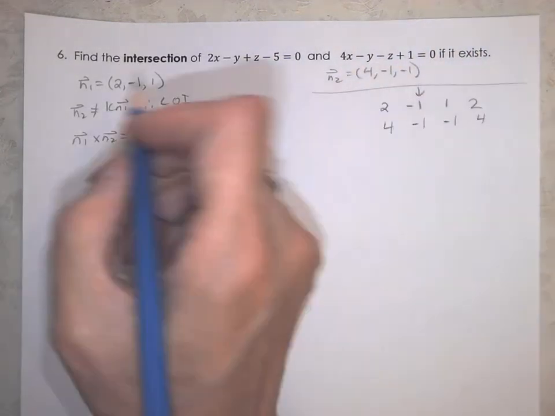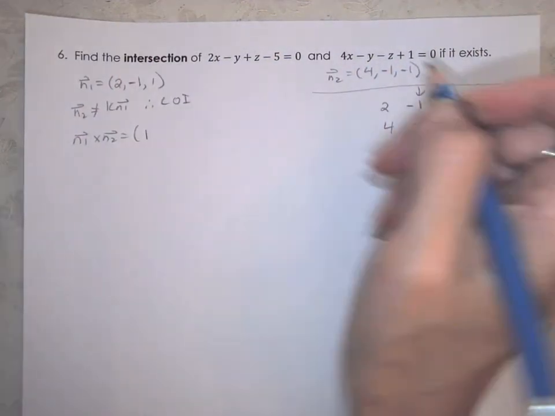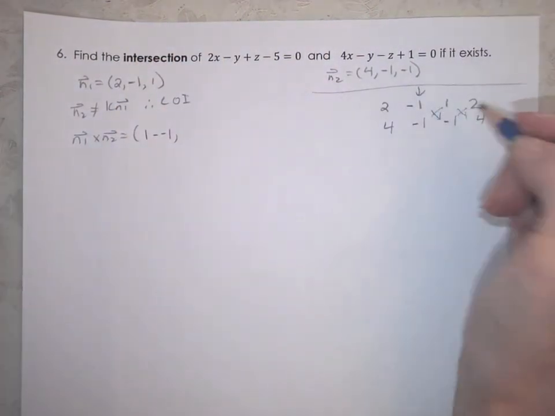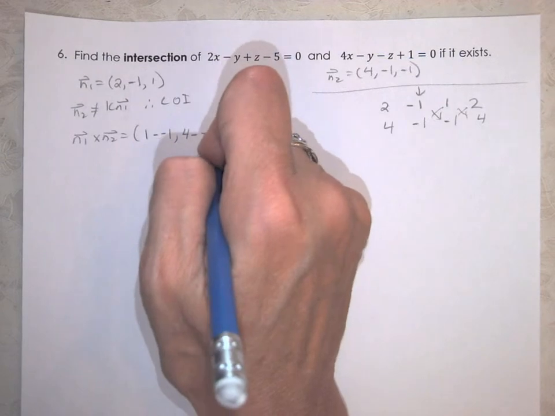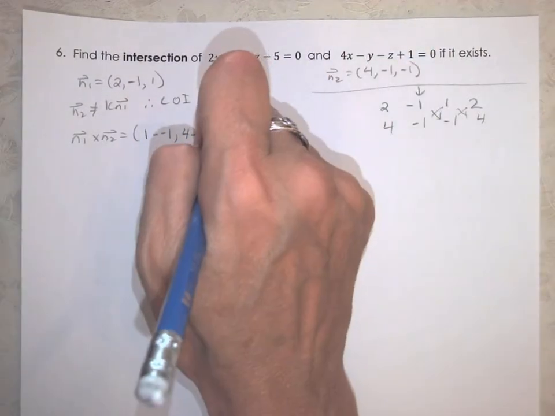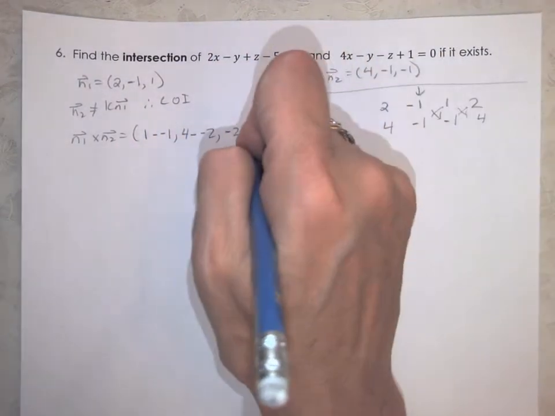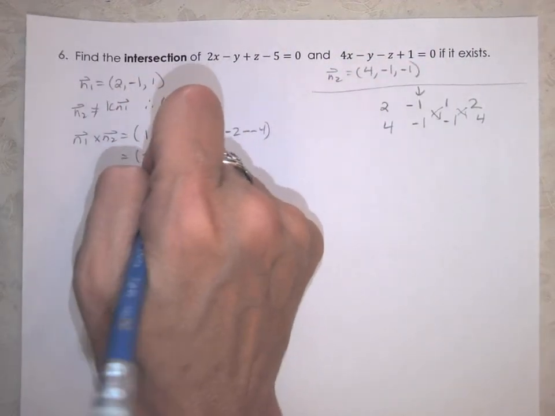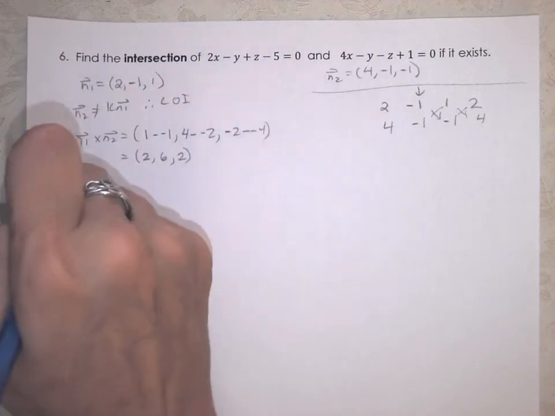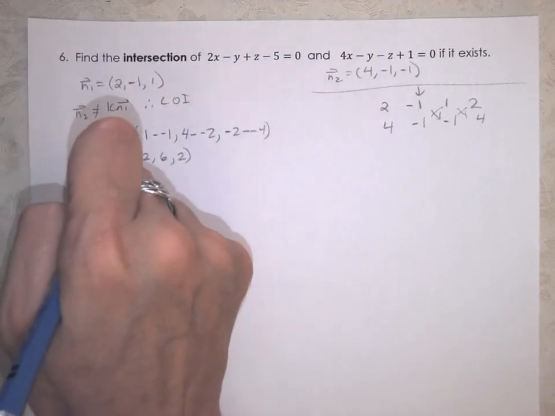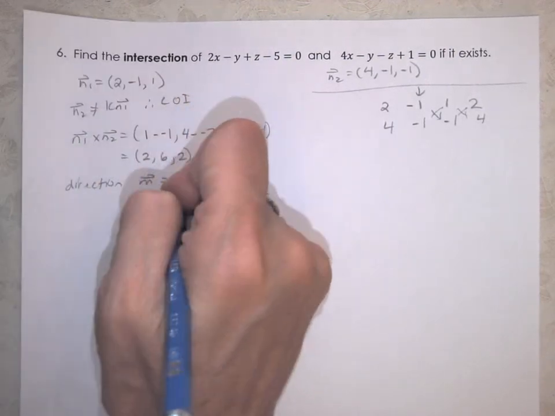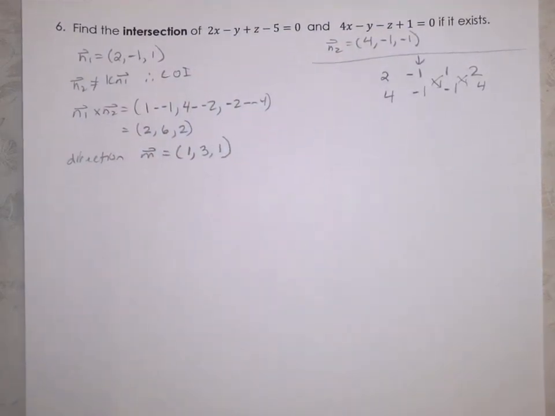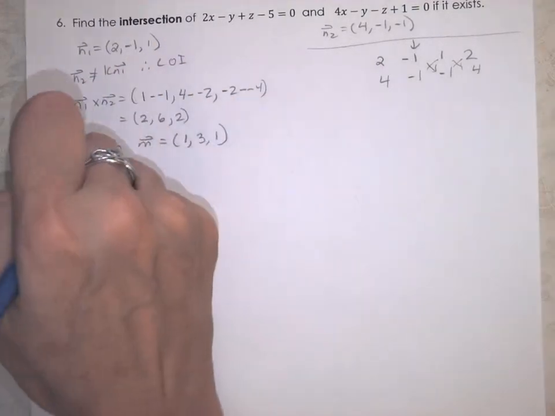So it's going to be positive 1 minus negative 1. 4 minus negative 2. And negative 2 minus negative 4, which is 2, 6, 2. So my direction vector is going to be 1, 3, 1. So there's my direction. Now we want to find a shared point.